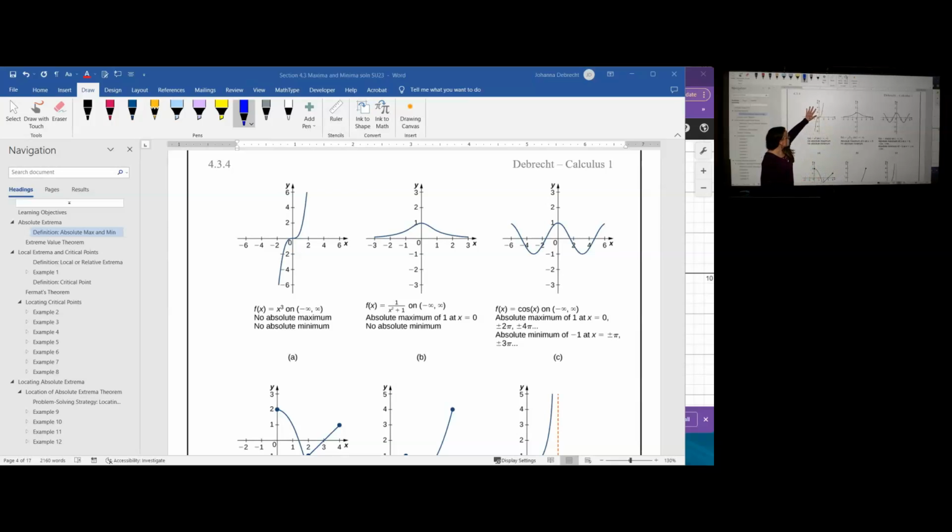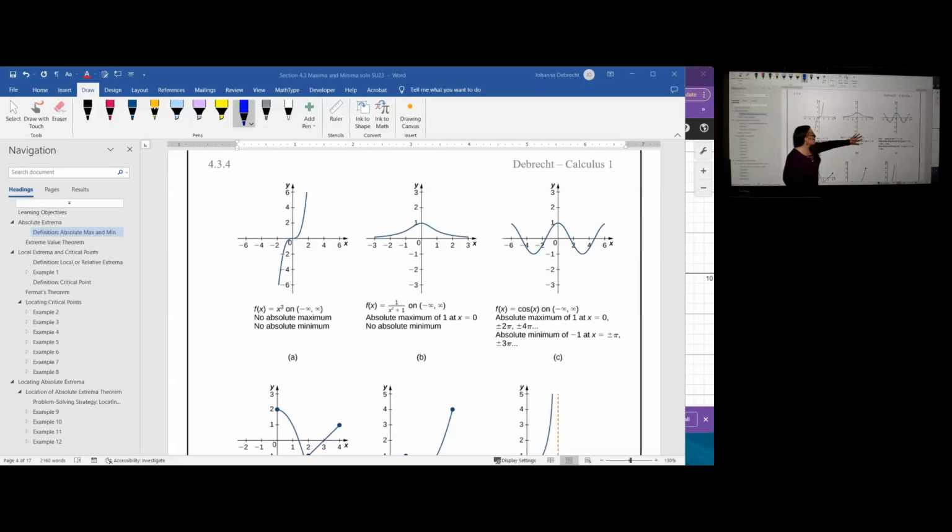In the first example, we have the graph of x cubed, which, as we said before, has no absolute maximum and no absolute minimum. It also does not have a local maximum or local minimum. There's no point that's higher than the others nearby or lower than the others nearby.